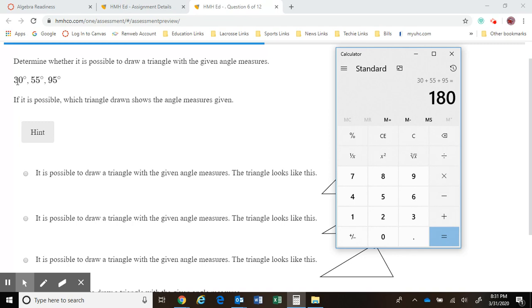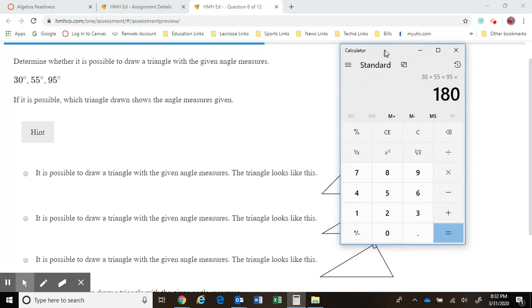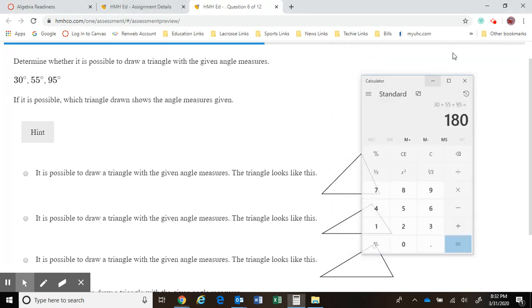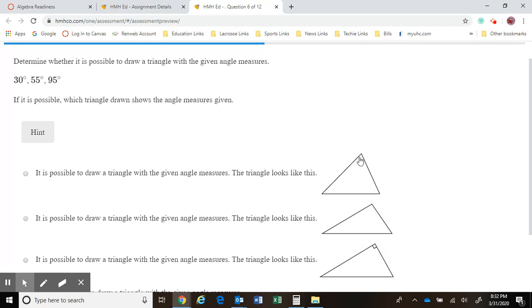And let's see, 30 degrees, of course, that's an acute angle because it's less than 90 degrees. I've got 55 degrees, that's an acute angle, that's less than 90 degrees, and I have a 95 degrees, and that's an obtuse angle. That's because it's greater than 90 degrees. So I'm looking for a triangle very similar to the other problem that we just did. So let's take a look. Which one of these? These three look acute.